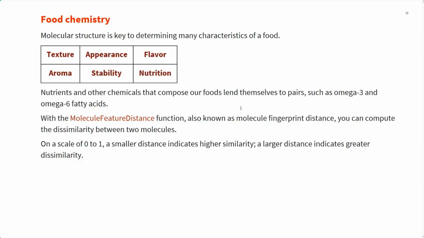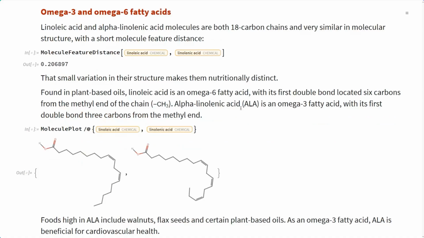And so the interesting thing is that nutrients and the other chemicals that compose our foods lend themselves to pairs, such as omega-3 and omega-6 fatty acids. And that's why this new function is really perfect for looking at food chemistry. So I want to look at a few of our favorite molecules. Speaking of omega-3 and omega-6 fatty acids.